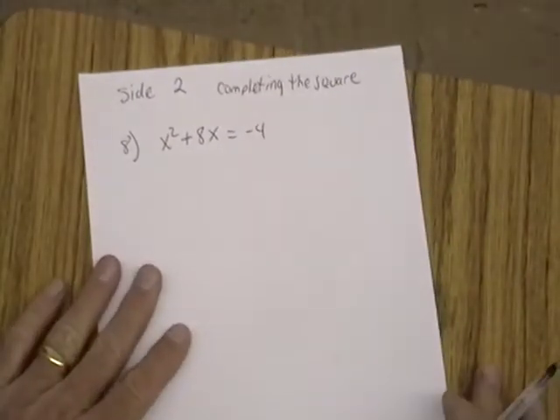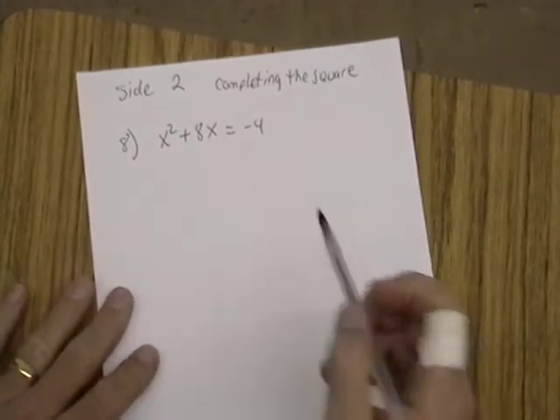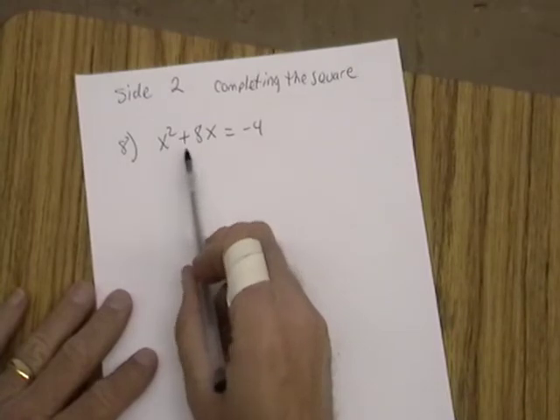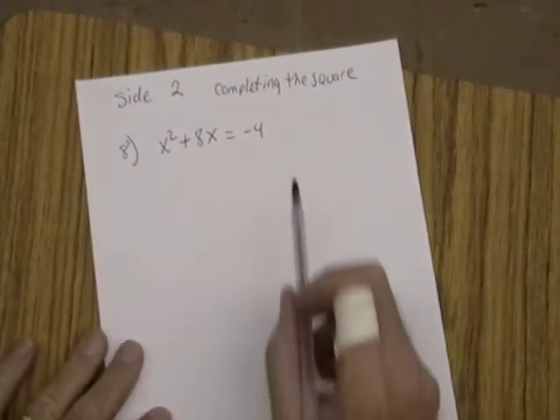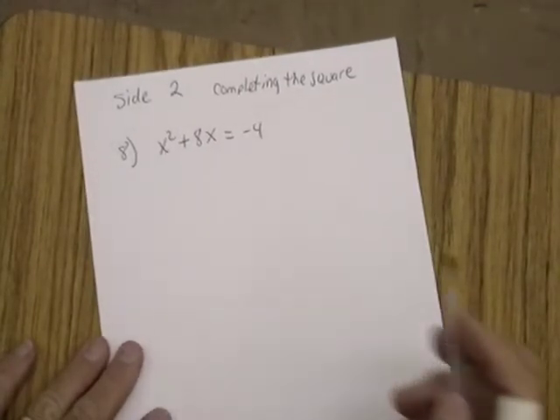Okay, we're on side 2, and we're dealing with number 8 on side 2 of the test. We're solving this equation, x squared plus 8x equals negative 4, by completing the square. So we're going to use completing the square to find out what values of x make this a true statement.